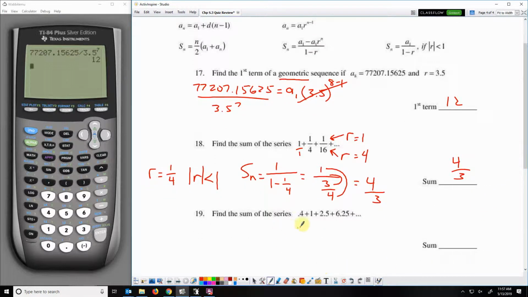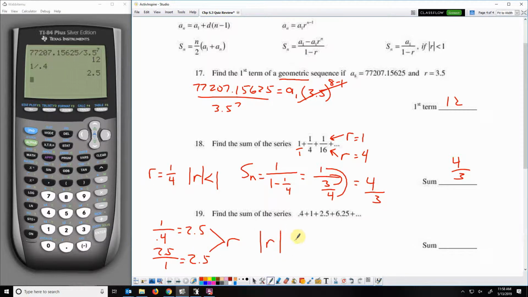Same thing, find the sum of an infinite series. So there must be an r in order for this to work. So I'm going to assume that it's an r. 1 over 0.4. Let's see, 1 divided by 0.4 is 2.5. And then 2.5 divided by 1 is also 2.5. So there is an r of 2.5.